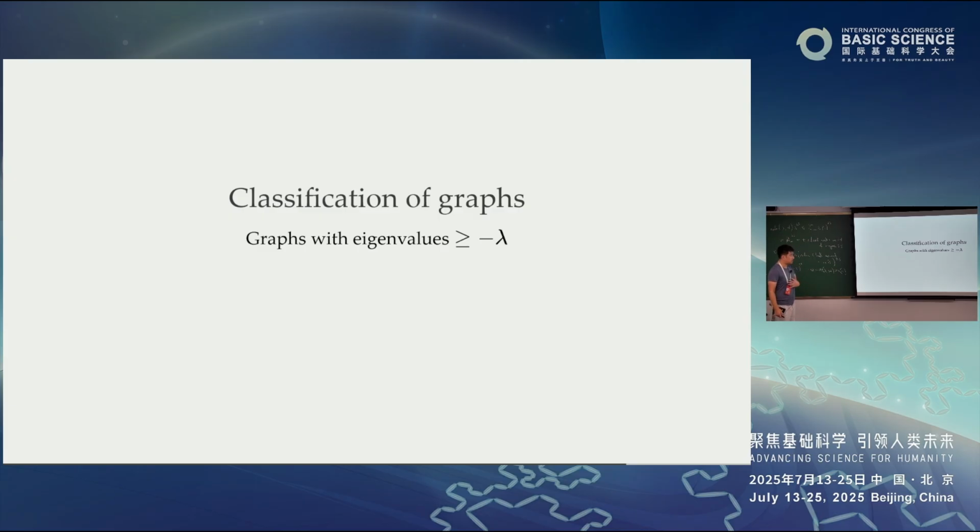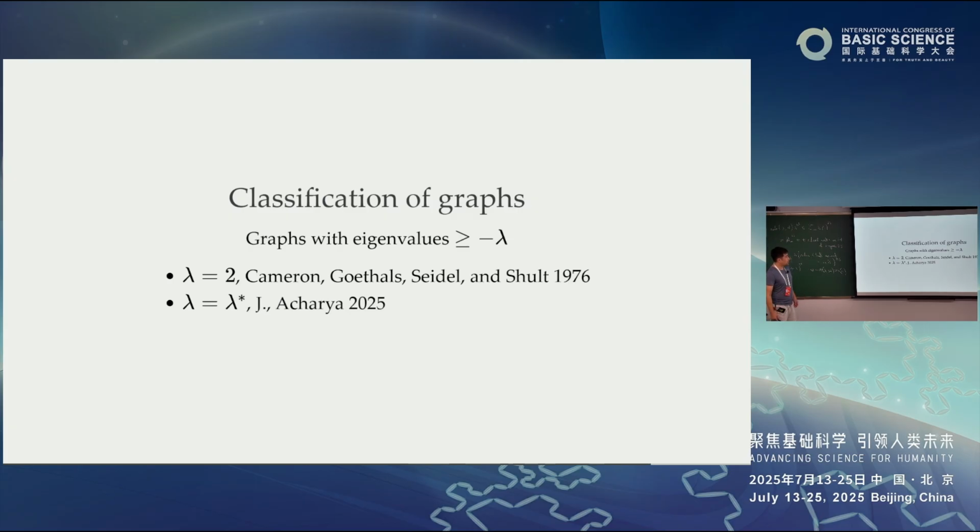We have some byproducts, and hopefully it may appeal to some number theorists in the audience, and maybe representation theorists. So the first result is a classification of graphs whose least eigenvalue is bounded from above by minus lambda. If you take lambda equal to 2, it's a classical result by Cameron et al., who classified all graphs with smallest eigenvalue at least minus 2. What they used are root systems and the classification of semi-simple Lie algebras.